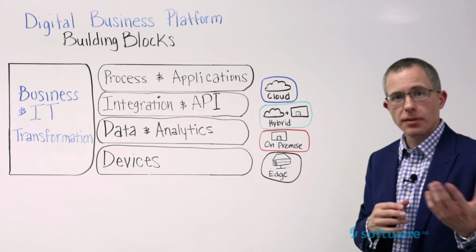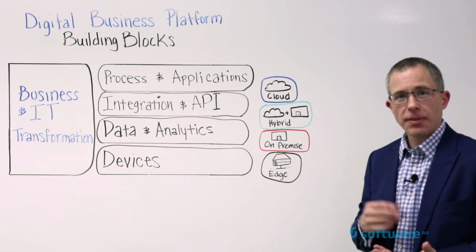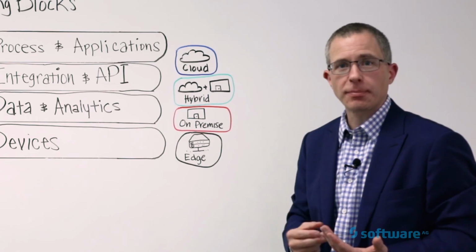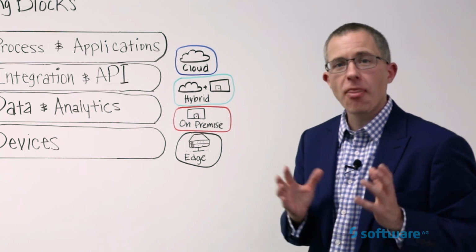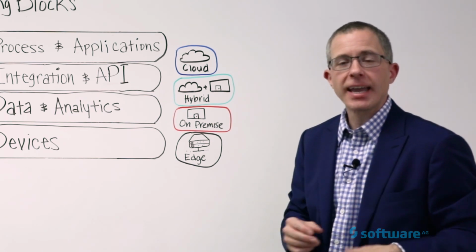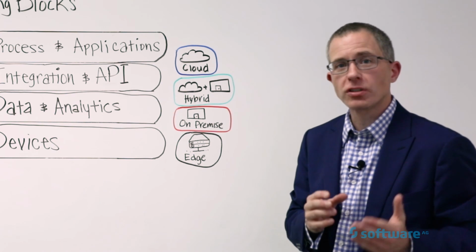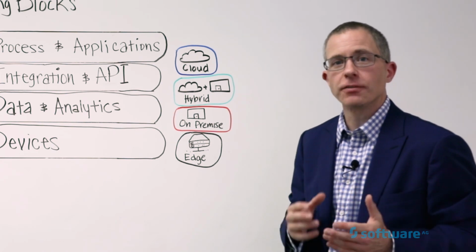So the 5 building blocks of the digital business platform can be deployed individually or together, whatever is appropriate for the particular business need. But the key thing here is digital business platform is focused on connecting systems, people and things in real time in order to streamline, automate and provide intelligent visibility.